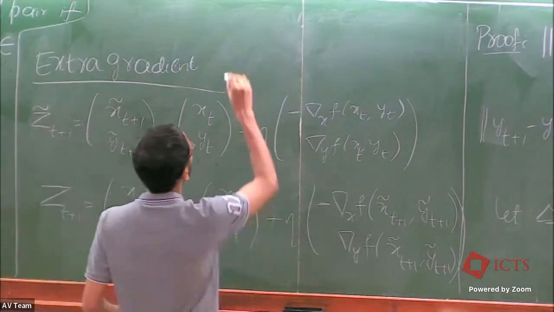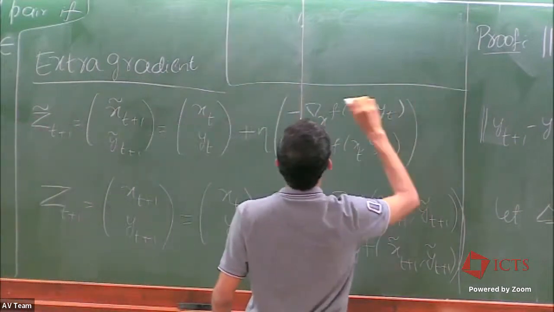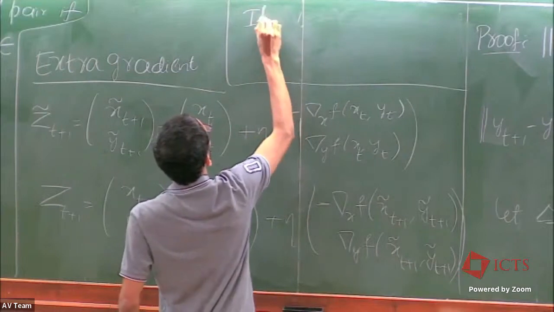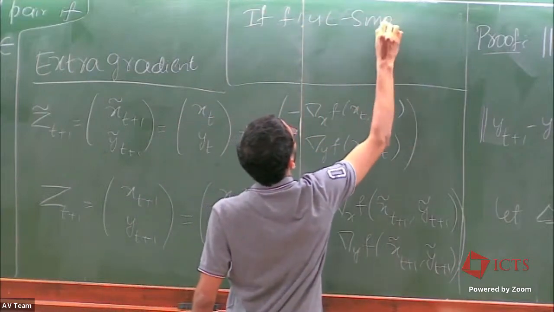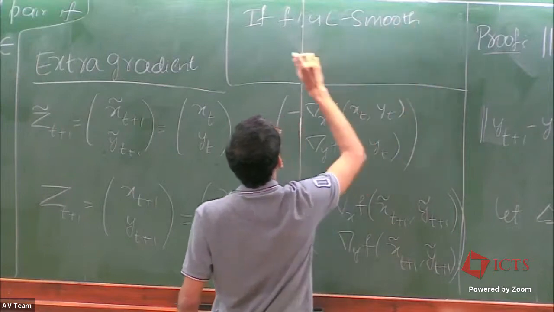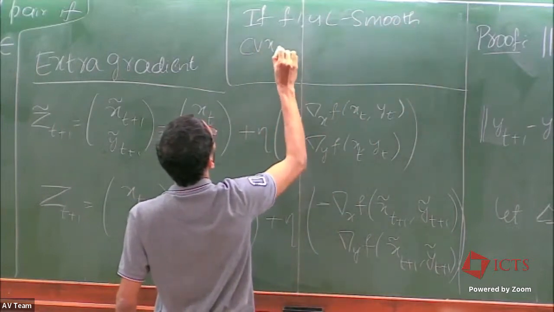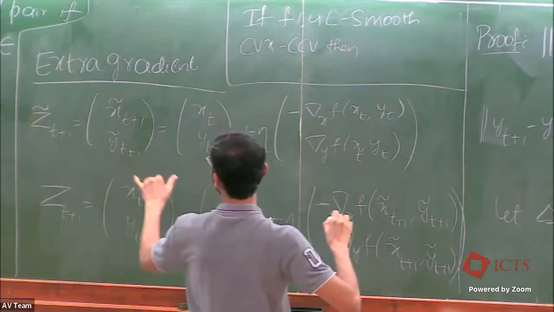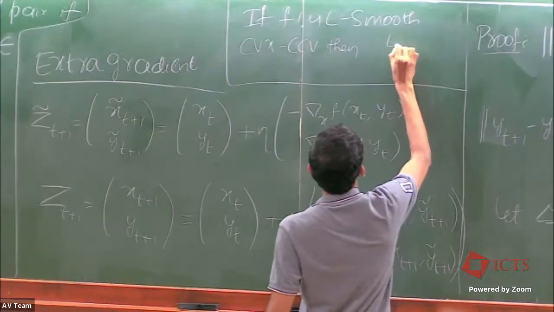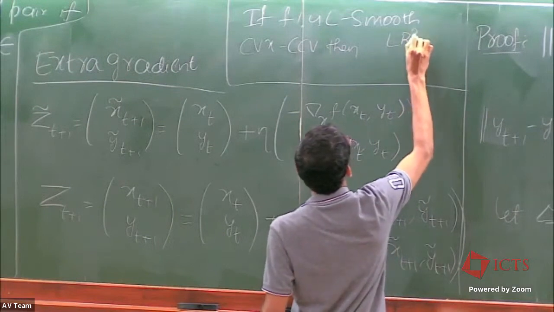So what we can say about this is that if f is L smooth and convex concave, then for this algorithm, we get an L R squared over T convergence rate.